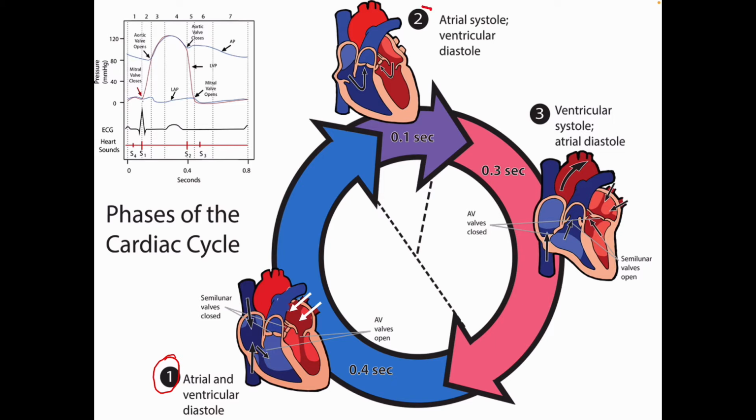The next phase is atrial systole. So at this point, both atria contract at the same time to force blood down into the ventricles. And that time lasts about 1/10 of a second. The third phase is ventricular systole, and at this point the ventricles contract to force blood out into the main arteries. This phase lasts about 0.3 of a second. Now, during the cardiac cycle, the heart valves open and close at different points, and we will talk more about that in a while.